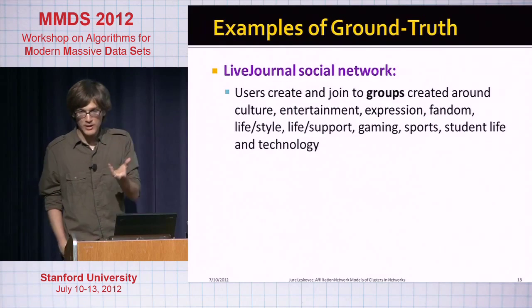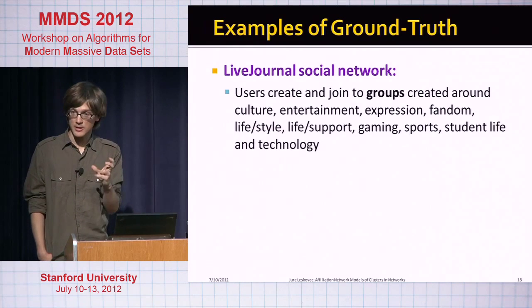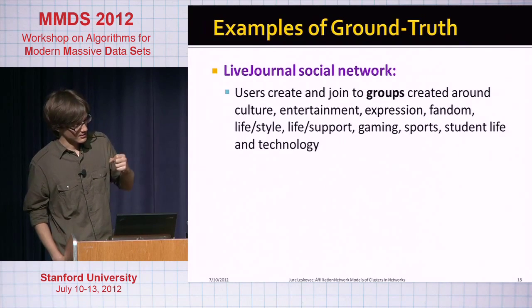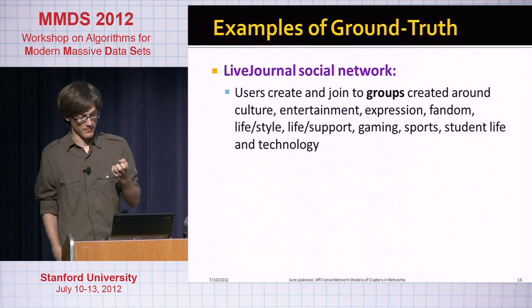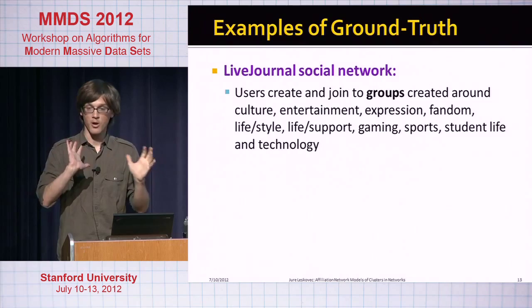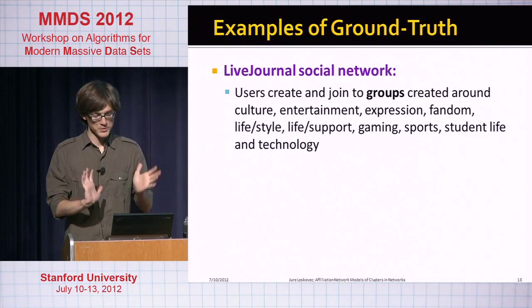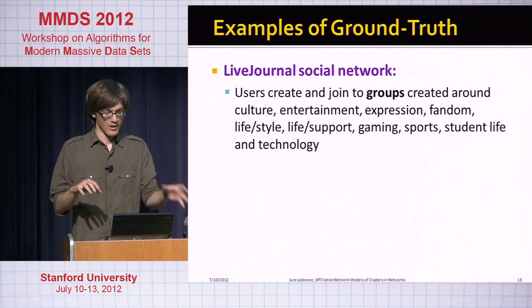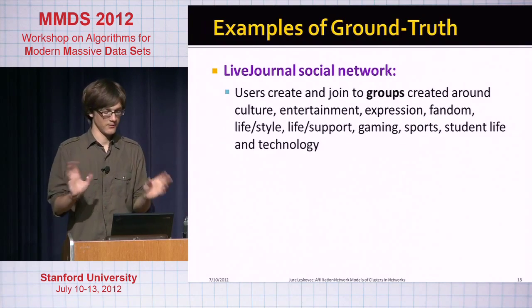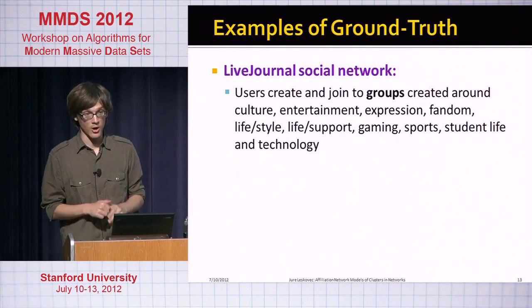Just to give you an idea of how these explicit groups form in social networks, here's the data for the LiveJournal network, which is a social network of bloggers, and people create groups that others then join. These groups are created around topics that LiveJournal classifies into culture, entertainment, expression, freedom, gaming, sports, student life, and technology, right?